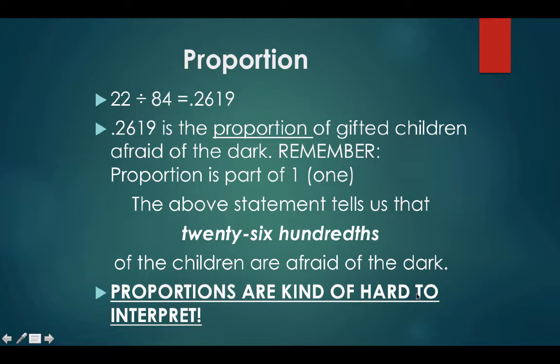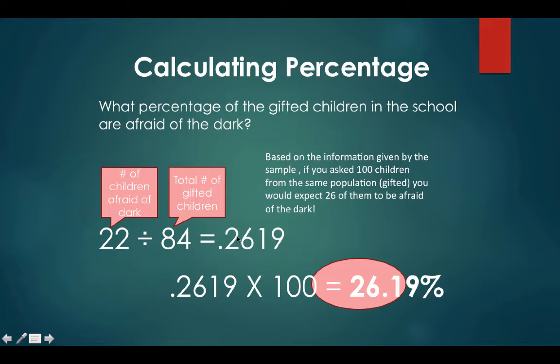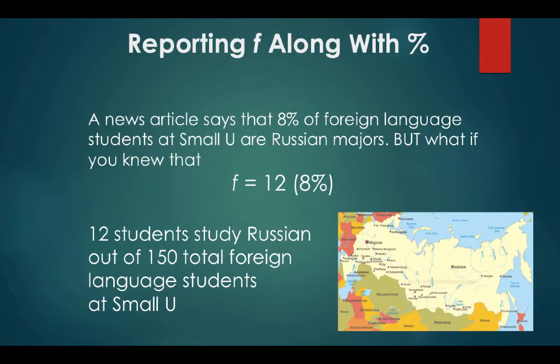Proportions are really hard to interpret though, right? Like what does this even mean? So this means that 0.2619 out of 1 children. So we can't really think, that's a little bit hard. That's why we switch them to the percentage, like right here. Okay, so this is your proportion. You switch it to the percentage by multiplying by 100. Okay, reporting F along with the percentage.